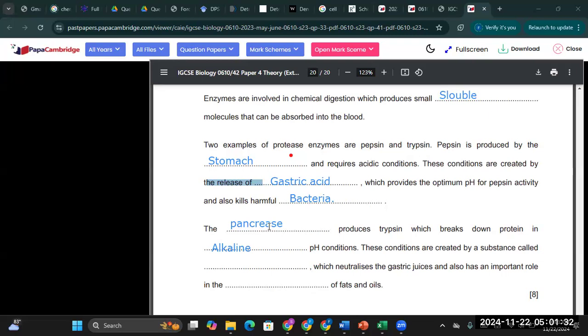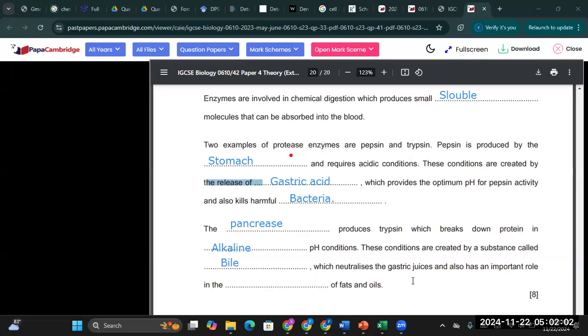Okay, so the enzymes of the stomach work better in acidic conditions. The enzymes of the small intestine work better in alkaline conditions. These conditions are created by a substance called what? We just discussed it. Last question, Hajra. Our last question, what was producing the alkaline conditions? It was the bile. Yes, correct.